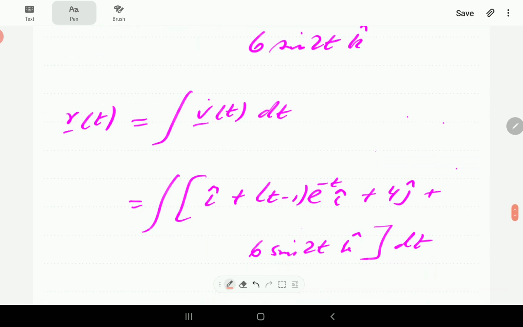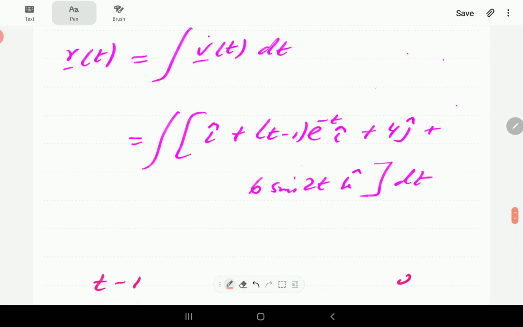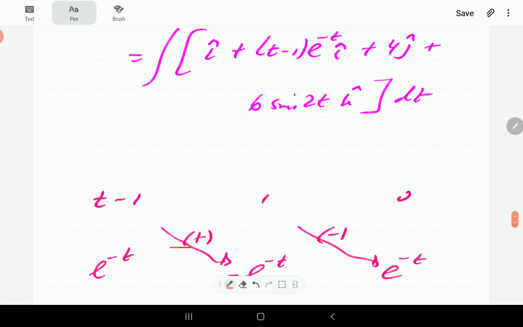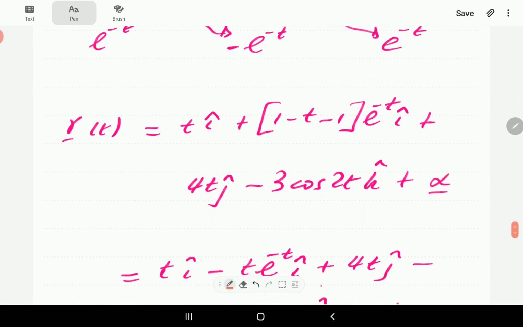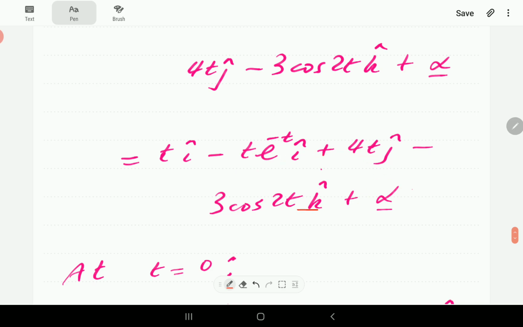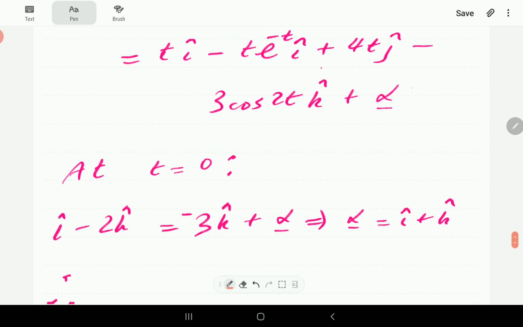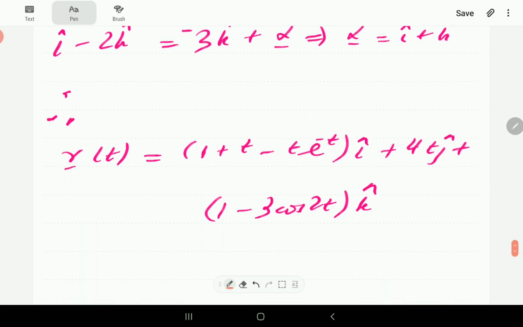Then to find the position vector, we integrate the velocity, and then again for this term you have to use tabular integration. This works out to this expression here. Then applying the condition at t equals 0, we're told that the position vector is i minus 2k. So this gives us the constant alpha to be i plus k. If we incorporate this into r, then this is going to be the final expression for the displacement. All right.